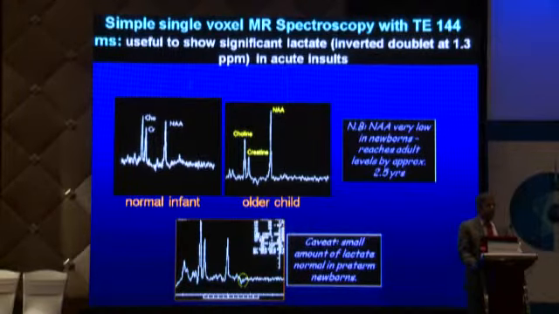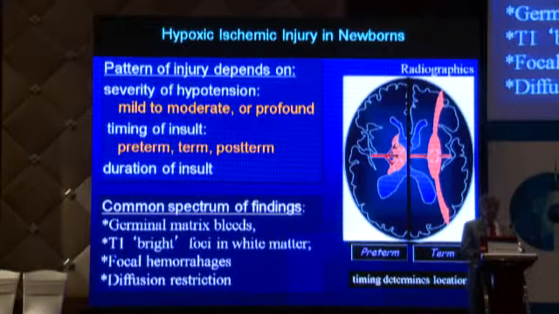One other caveat about MR spectroscopy, the difference between adults or older children and neonates, is that in a normal infant, the NAA is very low. In an older infant beyond 2.5 years, NAA is about 1.5 to 2 times that of choline. So don't mistake that for an abnormality. Also, small amounts of lactate at 1.3 ppm in preterm newborns is often a normal finding, so don't mistake that for abnormality. So now we come to patterns of injury.